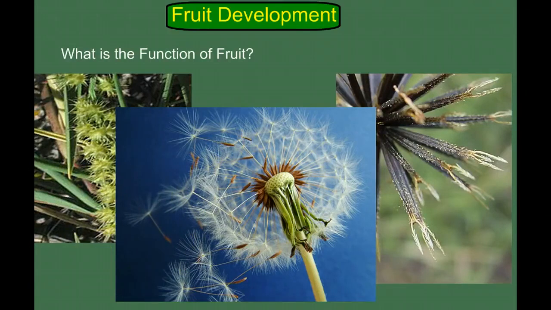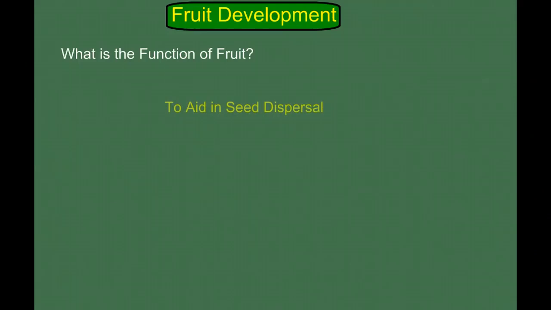So what's the function of fruit? To aid in seed dispersal. To be caught by the wind, or to float in the water, or to even be eaten by an animal, go through the digestive tract, protected against the harsh enzymes and acids of the digestive system, to be deposited somewhere else in its own little pile of fertilizer. It's the aid in seed dispersal, which helps the plant survive.